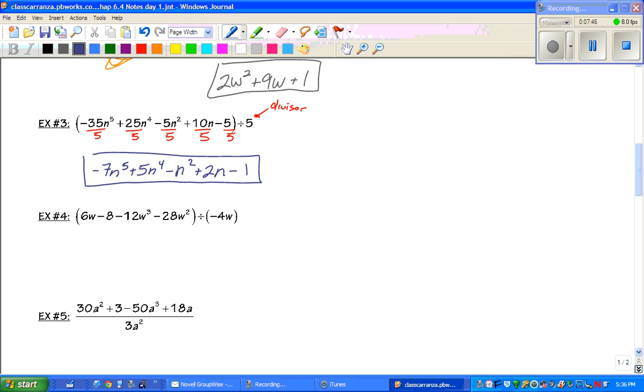We're going to do the same thing, but now the key thing to notice is this is not written in standard form. Because my 3 is the highest exponent, that should be first, then my 2, then the w, and then just the 8. And I'm going to divide everything by negative 4w.